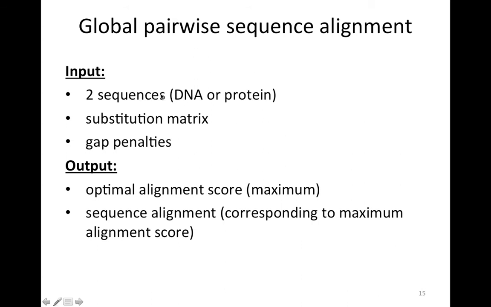Then, what you get as an output is an optimal alignment, and also an associated optimal alignment score. So you actually get two things. Sometimes you also get a significance score out of these types of methods.